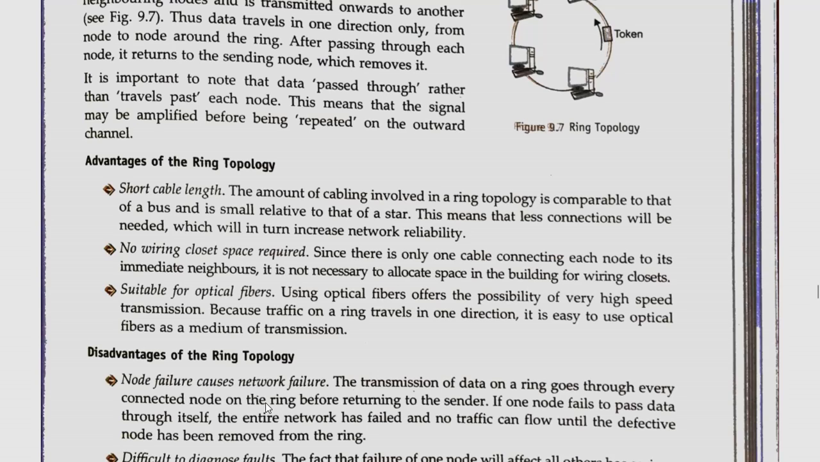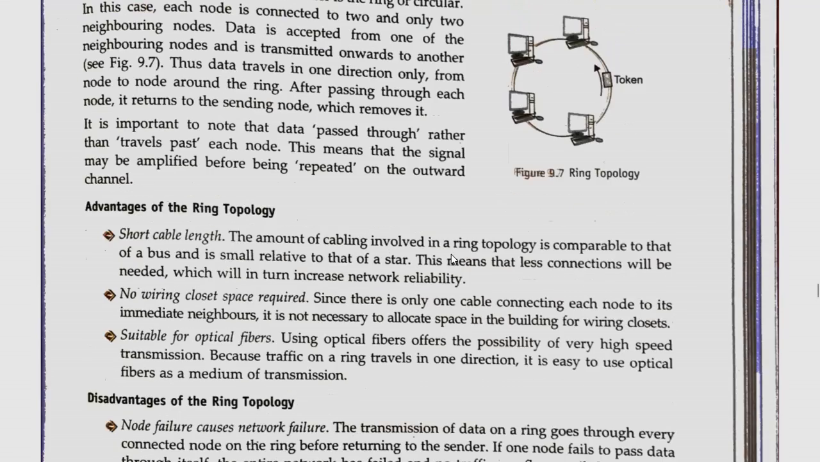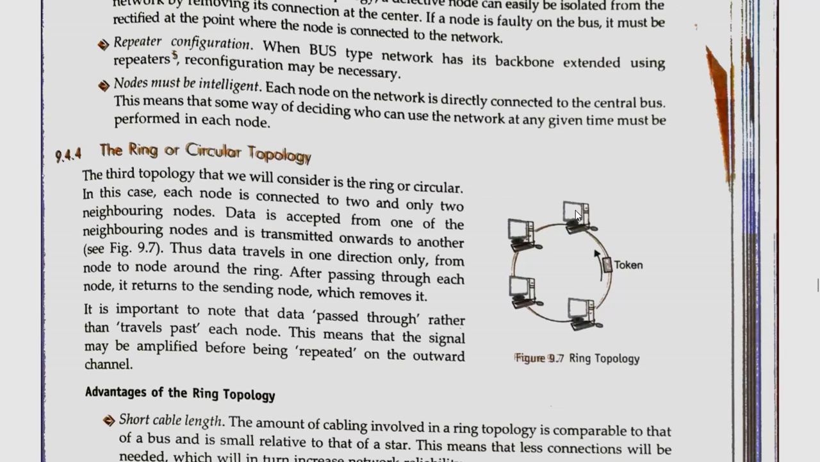Now, if any node is going to have a failure, the transmission of the data on the ring goes through every connected node on the ring before returning to the sender. If one node fails to pass data through itself, the entire network has failed. Obviously, if the information is traveling through different nodes, and you pass the information from this system to this system, and if this system is not receiving it, or it is not sending it, that means it is not going to reach this system. So obviously it is going to create a failure in the network.